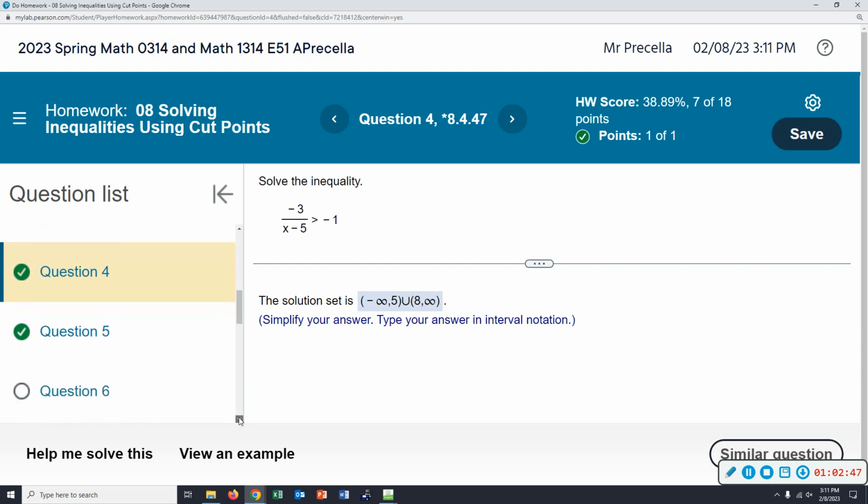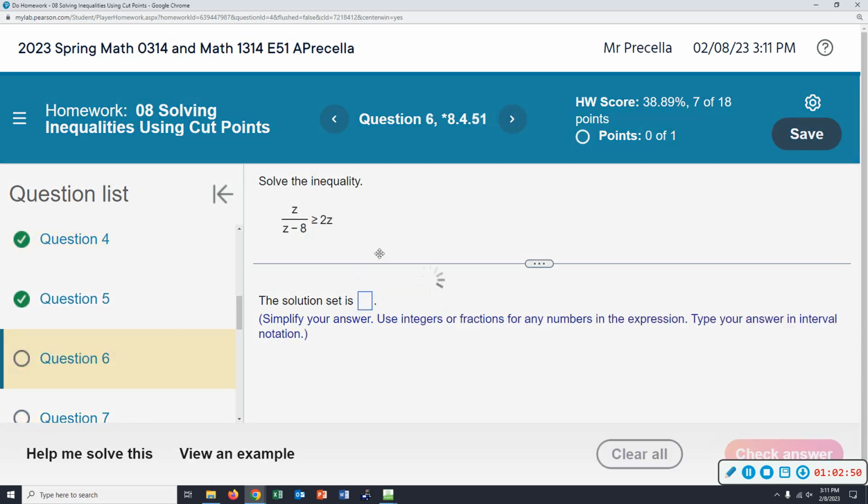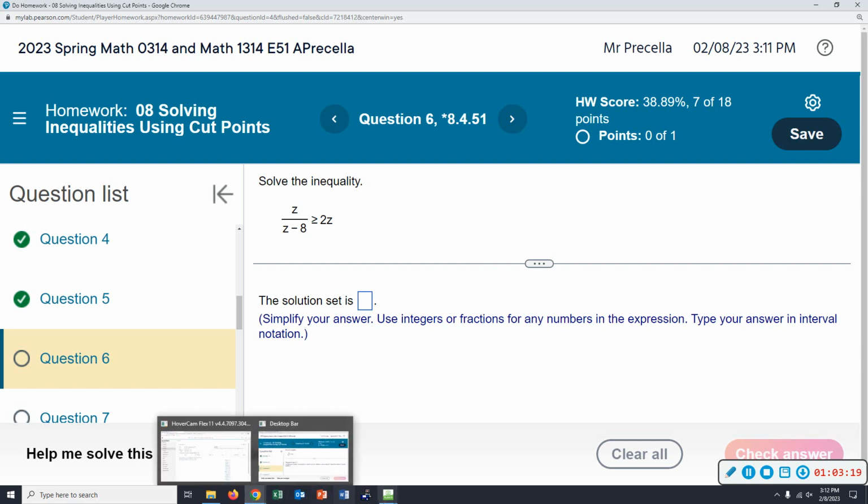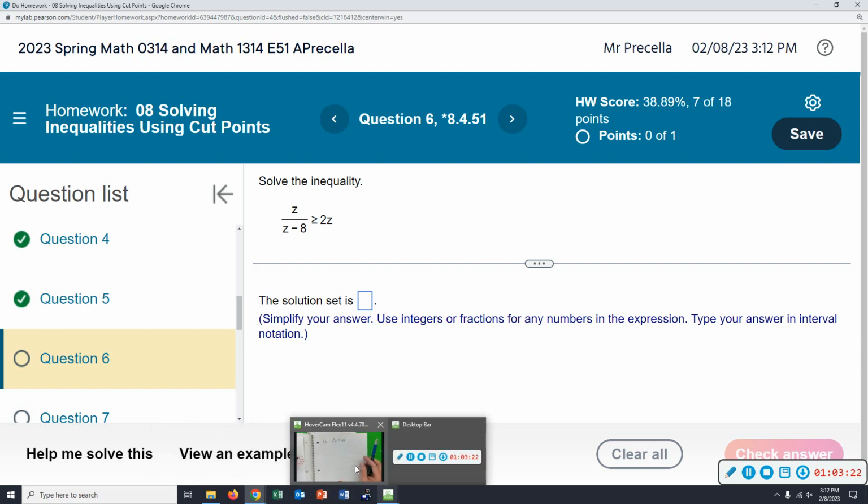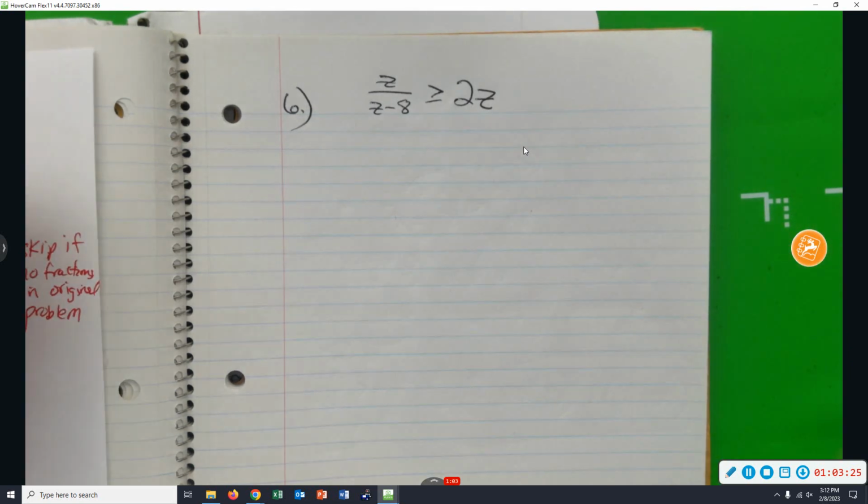Okay. How about some absolute value, no, inequality? Number 6. We've got to pick up the speed. Okay, here we go. Number 6. Z divided by Z minus 8 is greater than or equal to 2Z. Since I see that equal sign on there, I'm thinking there'll be some brackets in our final answer, because that equal sign makes me think the solution cut points are going to have brackets.